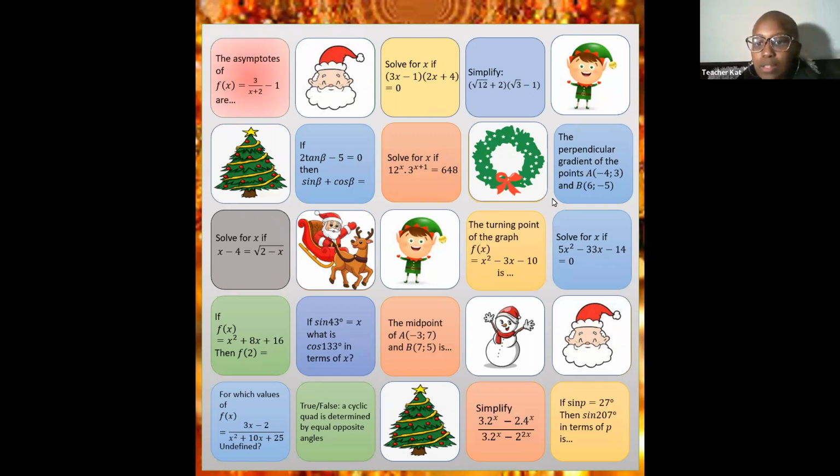Okay, so the easiest, best way to do this is using the quadratic formula. So x is equal to negative b plus or minus the square root of b squared minus 4ac, over 2a. All you have to know is that 5 is a, negative 33 is b, and negative 14 is c. So you will substitute into your formula and eventually you will have 33 plus or minus 37 divided by 10.